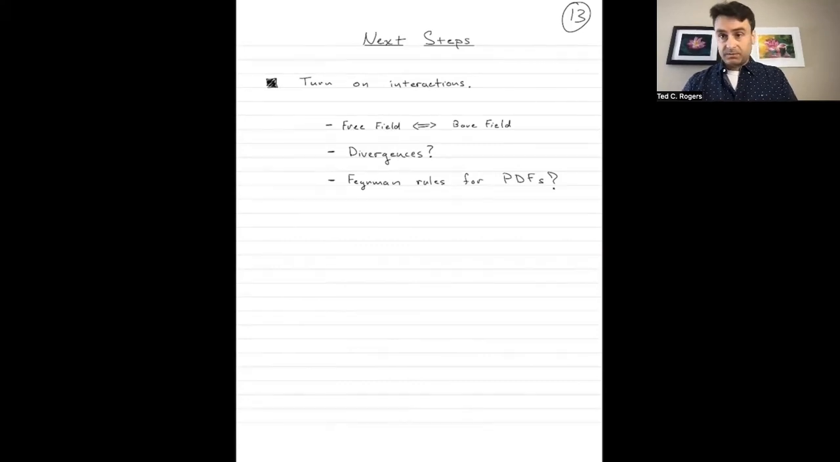When I turn on interesting interactions, I tend to get UV divergences, the very ones that Feynman was talking about. Ultimately, we'd like to understand how to actually calculate a parton density in an interacting field theory, so we need to work out Feynman rules for these. I'll try to get to all of these at some point, but just to give you an idea of what's coming, I'll just mention them here.